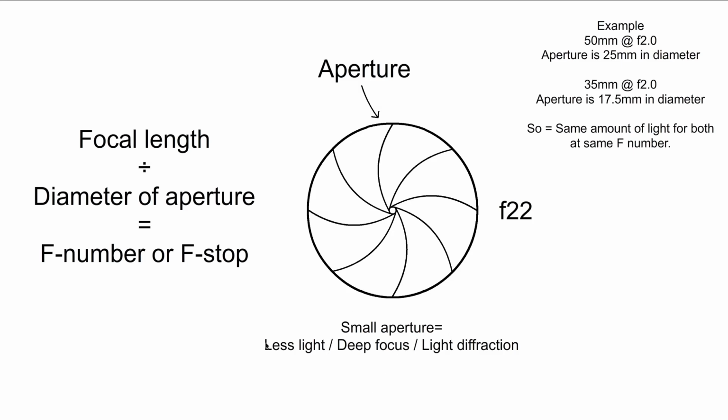What you should know about smaller apertures is that obviously it's letting in less light, because you've got this whole big metal shutter in the way and only light getting through this tiny little space in the middle.